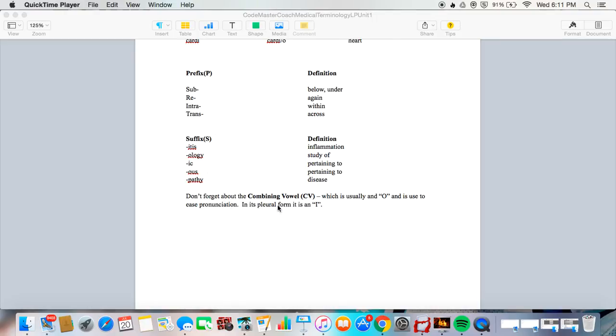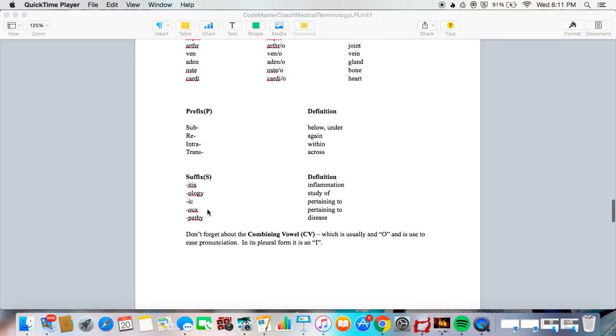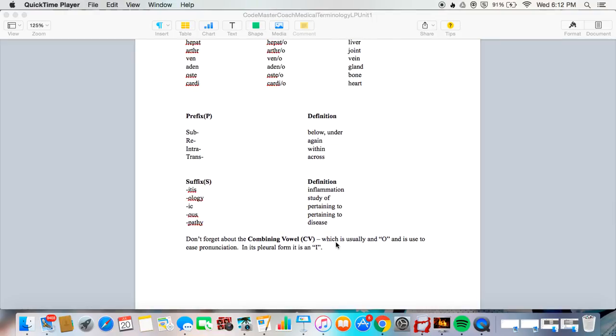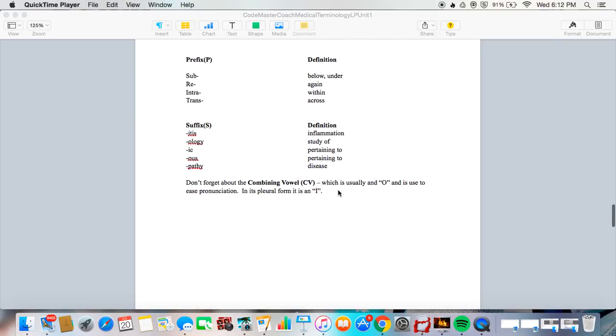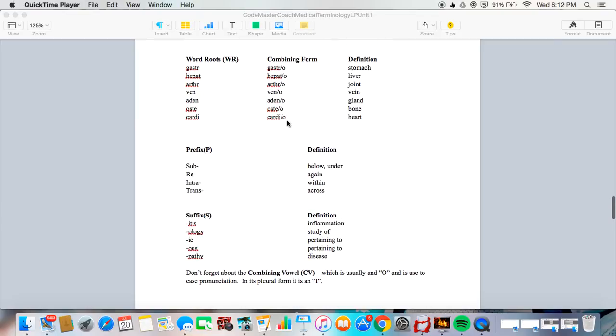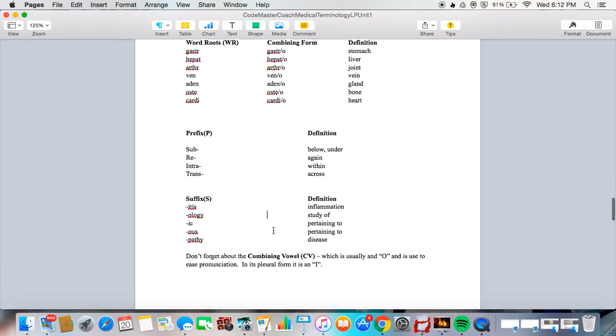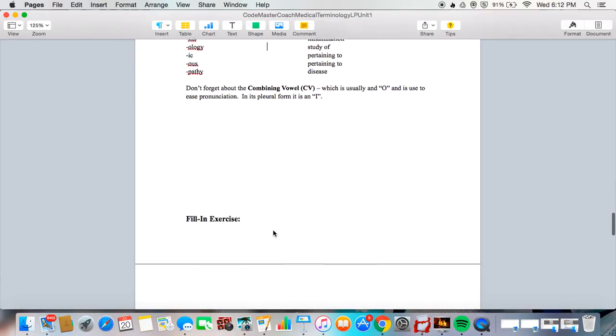But don't forget about the combining vowel, CV. It's usually an O. It's used to ease the pronunciation. In its plural form, it's an I, the letter I instead of O. But remember up here on these terms, how I added the O to the word root, made it the combining form, cardio. That's where your combining vowel is used, especially when we start building our terms.